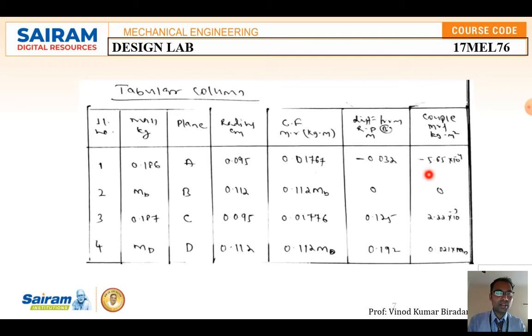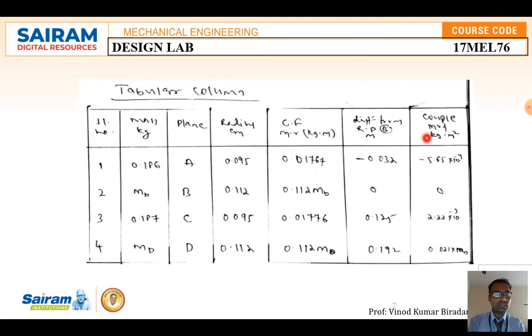Okay, you are going to get minus 5.65 into 10 to the power of minus 4. The second one is 0, because if you multiply anything by 0 you are going to get 0 only. This into this into this, you are going to get 2.22 into 10 to the power of minus 3. And this is unknown, MD is equal to 0.112 into 0.192, so you are going to get 0.021 into MD.